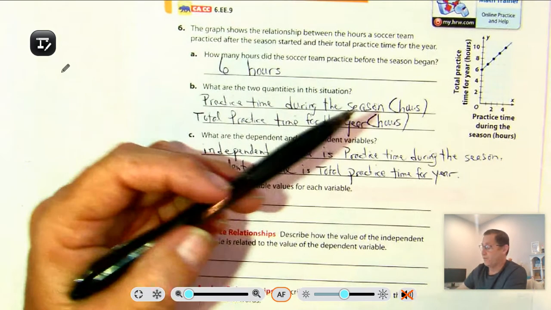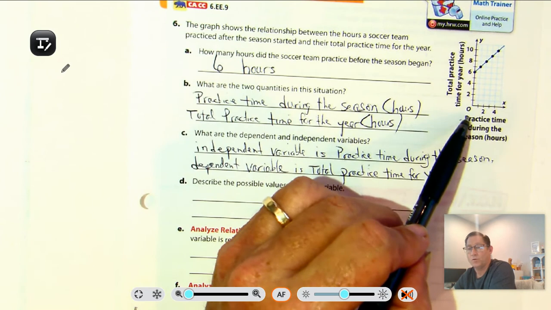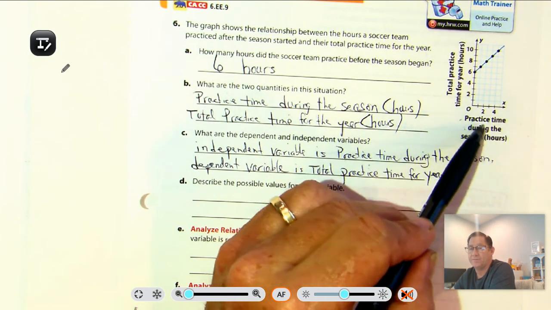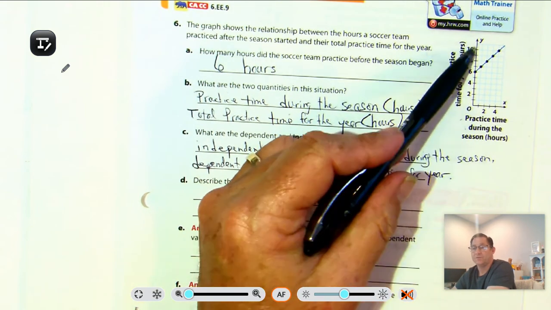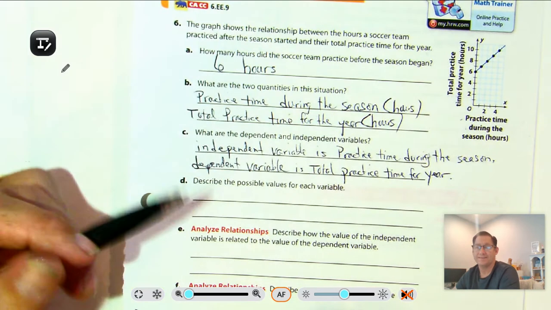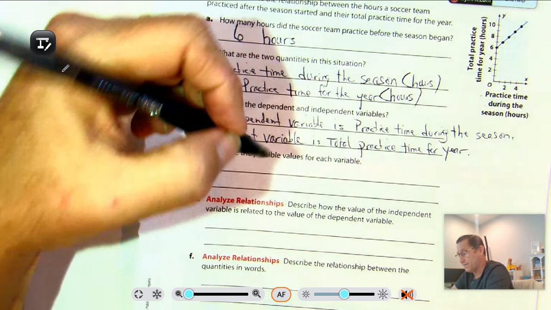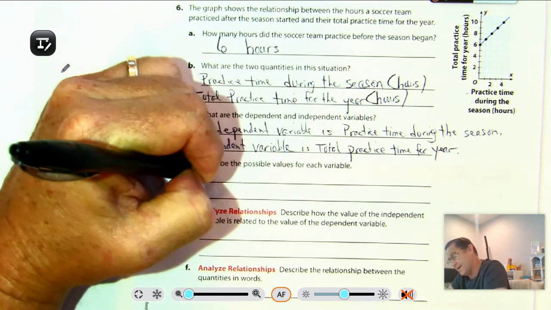Okay, the other way we know that is because the practice time during the season is along the horizontal or the x-axis, and that's the independent variable. The total practice time for the year is along the vertical axis or the y-axis. So D, describe the possible values for each variable. Well, it can't be negative time, right? So you have to have non-negative numbers.